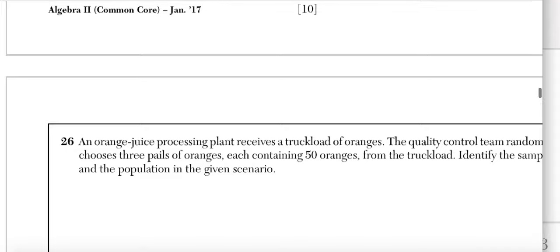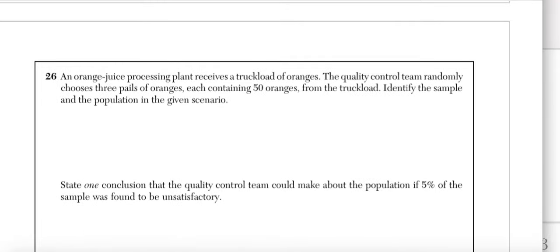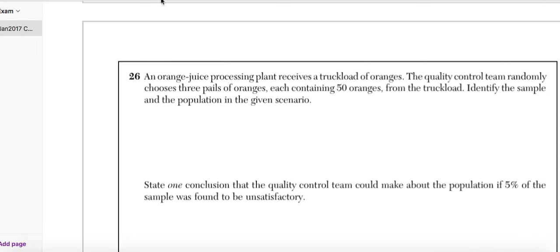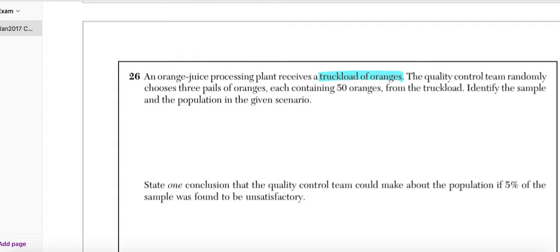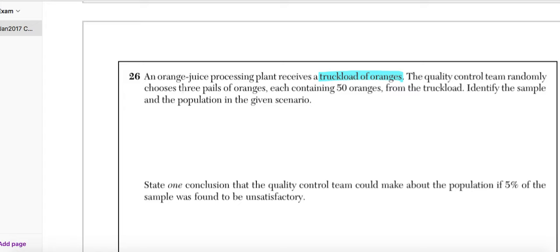Number 26. An orange juice processing plant receives a truckload of oranges. I'm going to highlight that in blue. So an orange juice processing plant receives a truckload of oranges. The quality control team randomly selects 3 pails of oranges, each containing 50 oranges, from the truckload.